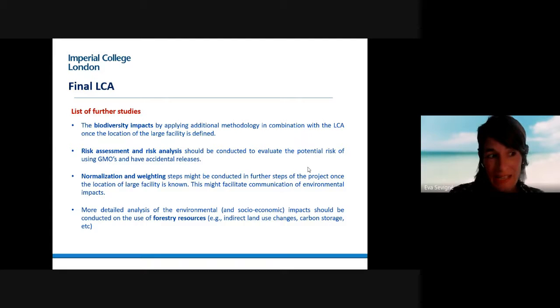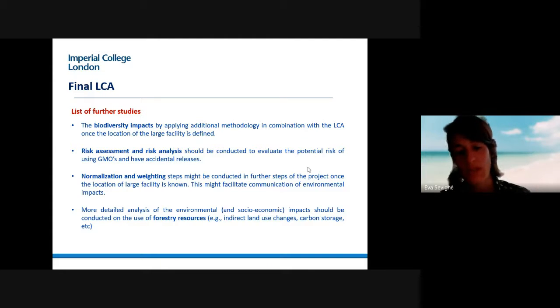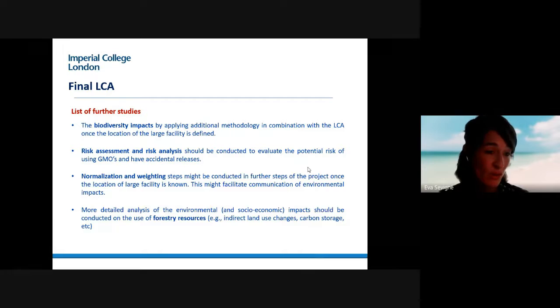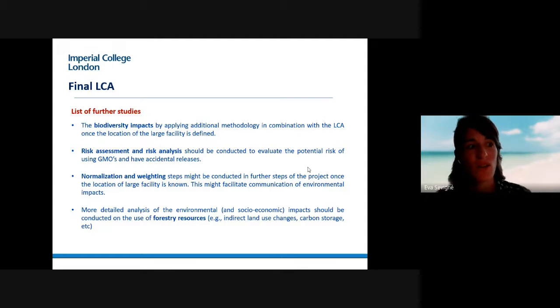And it is going to be very important, and it's going to take most of our time and resources, to evaluate the impacts of using the forestry resources. Even though the forestry resources are out of the scope of the BEST project, and we cannot control how the forestry resources are going to affect other uses, we need to evaluate the indirect land use changes, the carbon storage, how it's going to affect the carbon storage of the forestry as a whole, etc. And probably we are going to expand the forestry quantification to also include socioeconomic impacts associated with that.